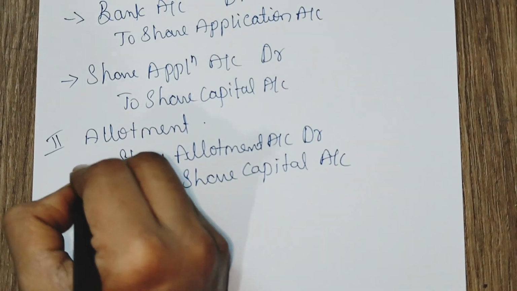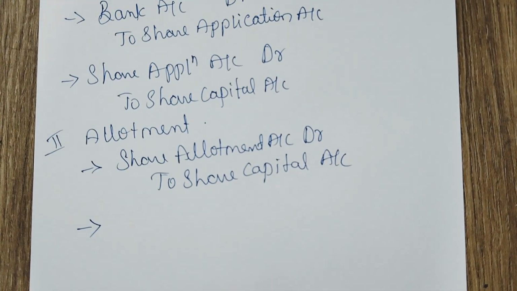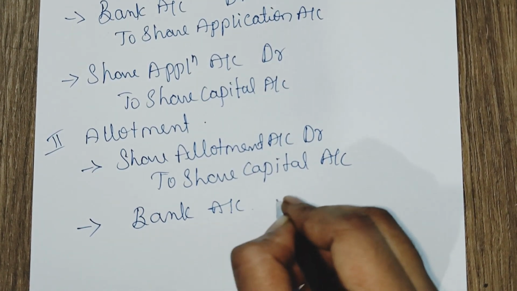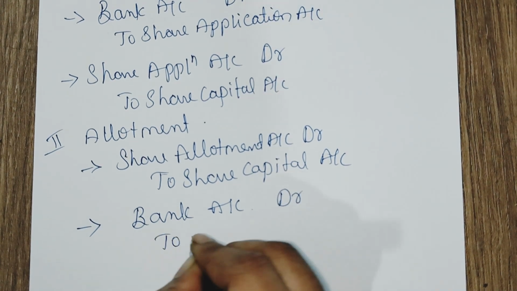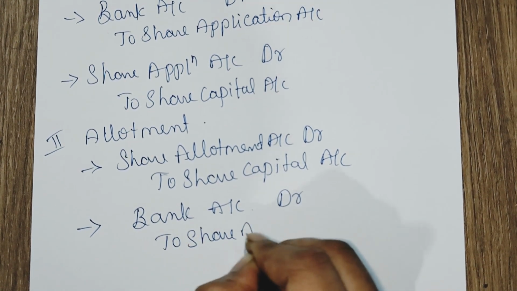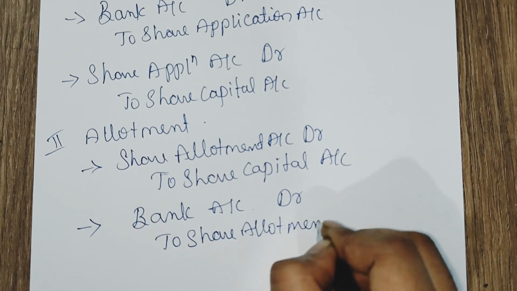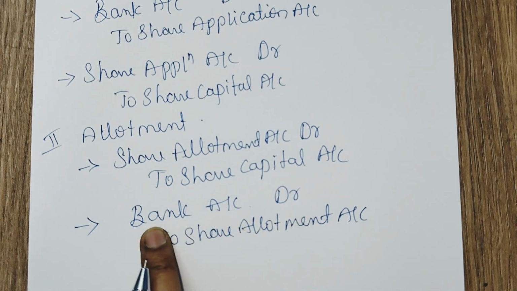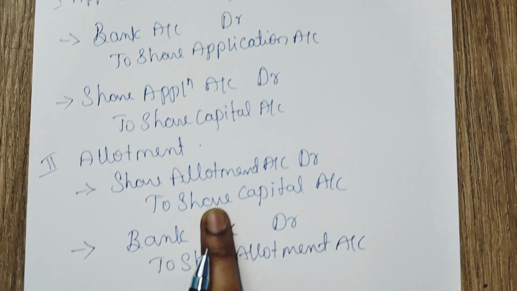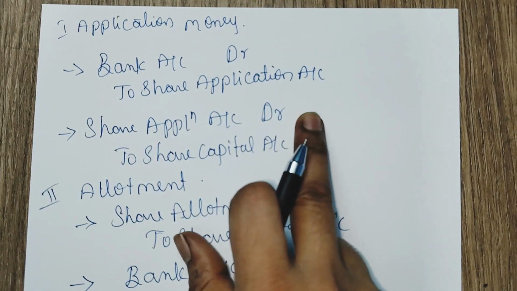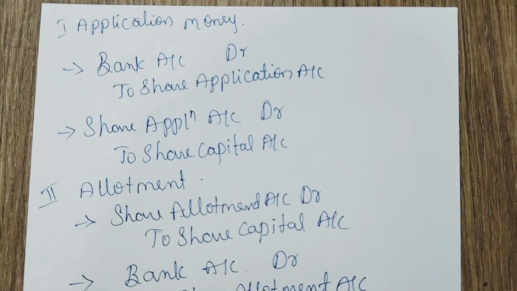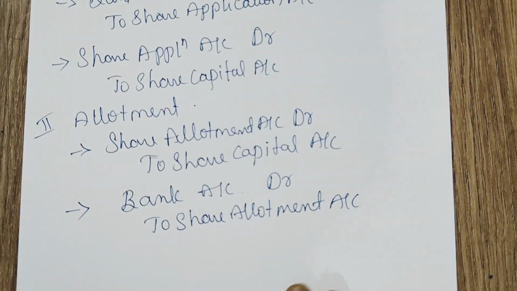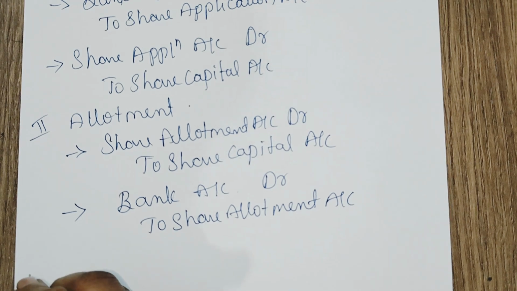Then the receipt entry is: you are debiting bank account debtor to share allotment account. If you cancel the share allotment account, see here debited, here credited. This account is closed. So what is the account remaining? Bank account debtor to share capital account. Here also share application credited, here you debited. So bank account debtor to share capital account. Everywhere you are transferring to the capital account. Is it clear? Understood?